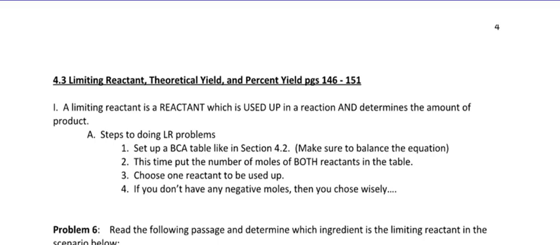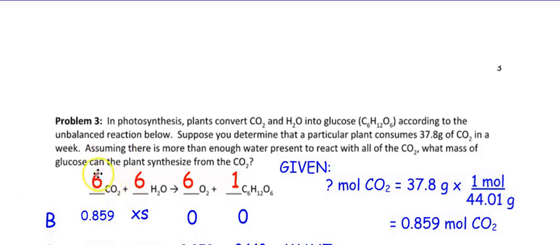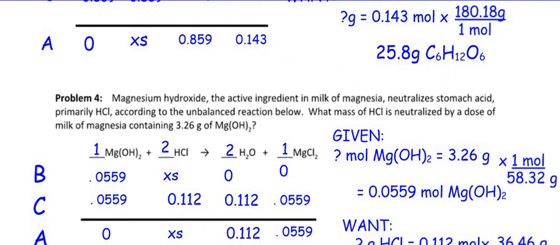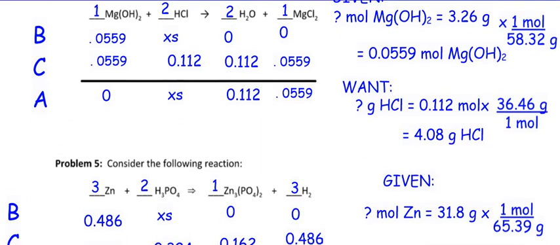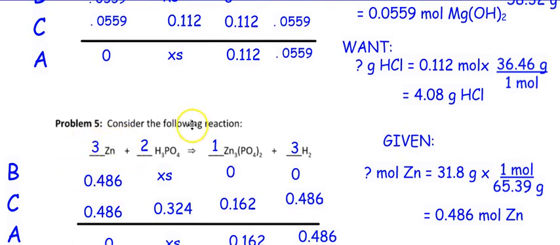4.3, I'll just kind of preview this. Up until now, let me go back. There you go. We have been dealing with only one known quantity. I gave you a specific amount of, let's say, carbon dioxide, and I said, oh, we have plenty of water. Down here we have a specific amount of magnesium hydroxide, but oh, we have plenty of HCl. Over here we have a specific amount of zinc, but oh, we must have plenty of phosphoric acid. Okay, so what happens if I give you the quantity of both? That's what section 4.3 is going to be all about.